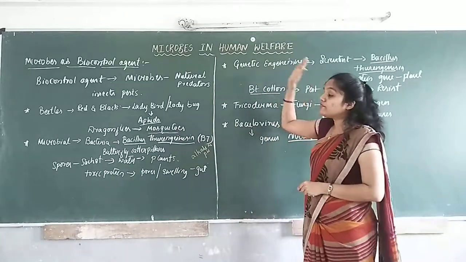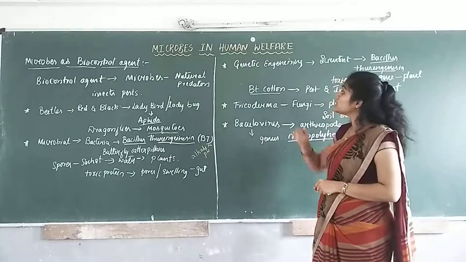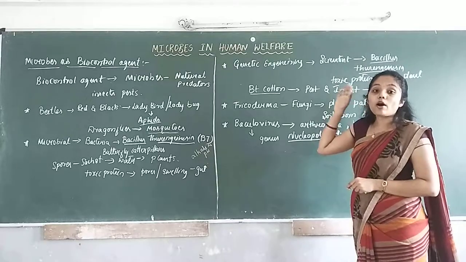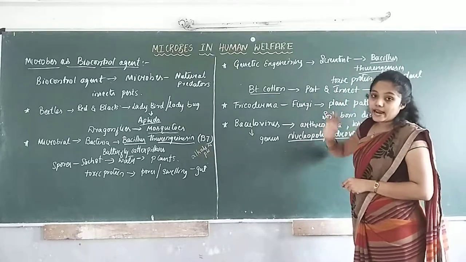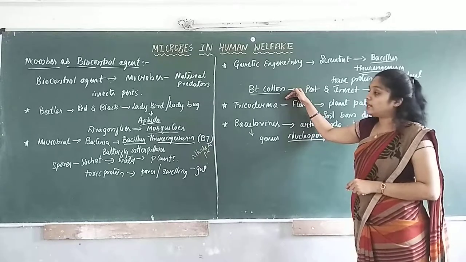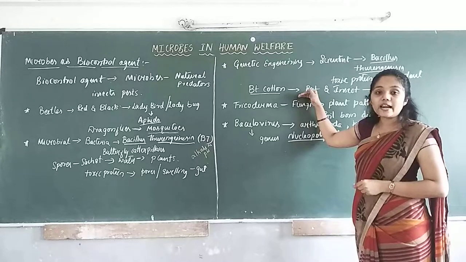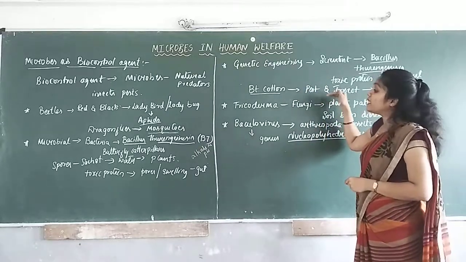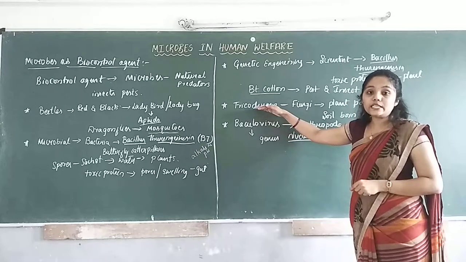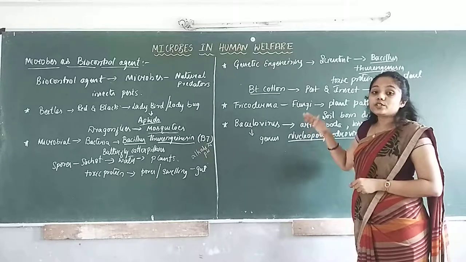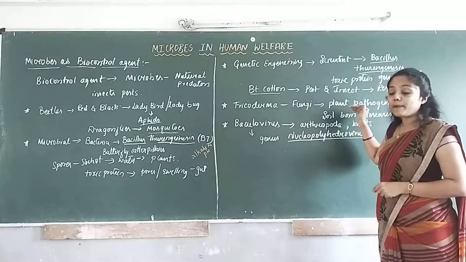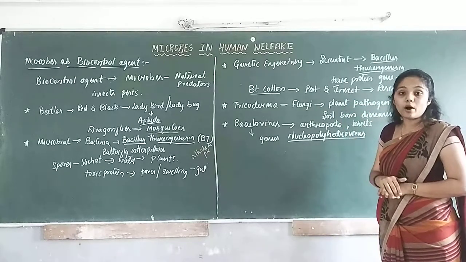Okay. So due to the development of genetic engineering, the scientists introduced the Bacillus thuringiensis toxic gene into the plant. One example is BT cotton. In the case of BT cotton, they have resistance to the pests and insects. Another one is the fungus Trichoderma. Trichoderma is one of the free living fungi. It controls the plant pathogens which cause the soil borne diseases.